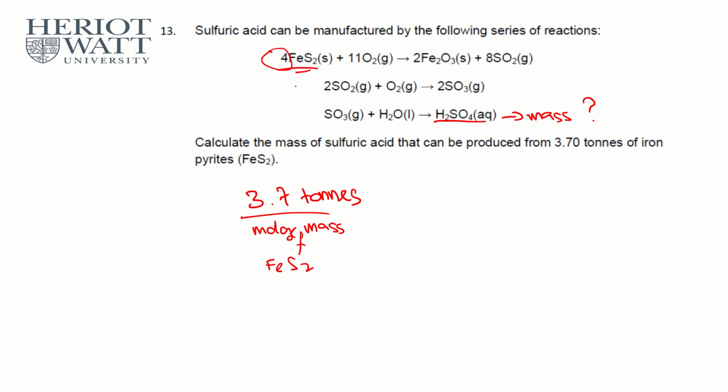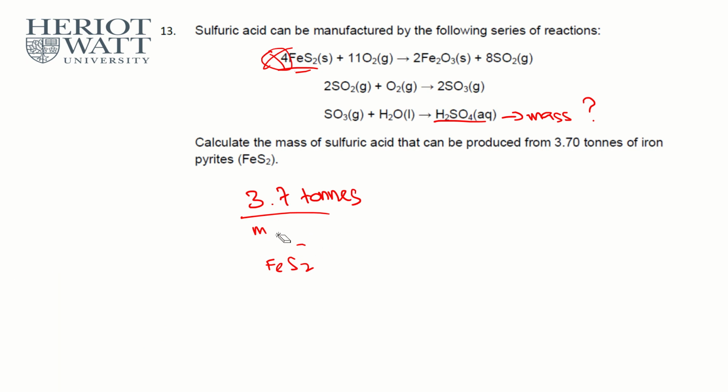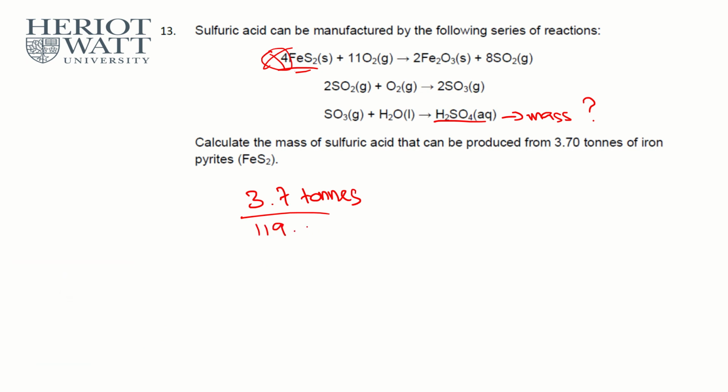Don't times 4 for the molar mass, guys, because molar mass means for one molecule, per mole. So what is the molar mass here? It should be 119.8. I just put it in for your reference: 119.8 is the molar mass of FeS2, iron pyrites. And then you will get the mole. The mole is 0.031 moles of iron pyrites, FeS2.